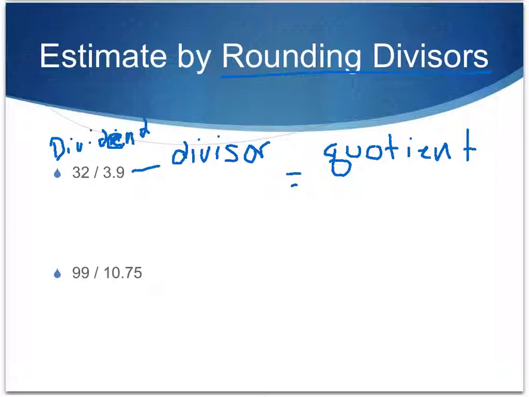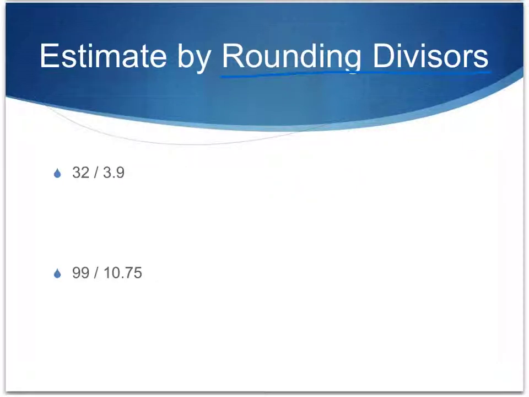Okay, so press pause right now and write down and identify what numbers are the dividend, the divisor, and the quotient. Okay, so I'm going to erase those vocab words again, and I'm going to take a look at the problem at hand. So 32 divided by 3.9. I'm looking at 32 and 3.9, and I think to myself, well, I know that 32 divided by 4 would give me a whole number. So I'm going to keep 32 the same, but I'm going to round 3.9 to 4, because I know that 8 times 4 is 32, therefore 32 divided by 4 would be 8.